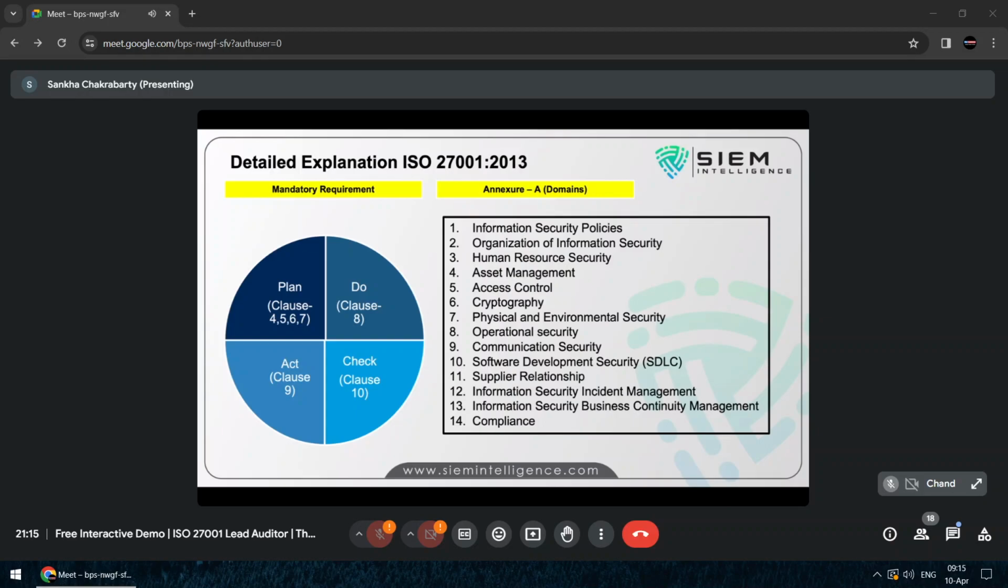Then there are 14 domains as per the 2013 version, and these 14 domains consist of 114 controls, which I'm going to cover in this course. These domains talk about information security policies, organization of information security, human resource security, asset management, access control, cryptography, environmental security, operational security, communication security, software development lifecycle security, which is SDLC, supplier relationship, which is your vendor management security, then incident management, BCM, business continuity management, and compliance. All this will be covered in detail, and there are multiple controls in each of the domains, which constitute 114 controls in total.